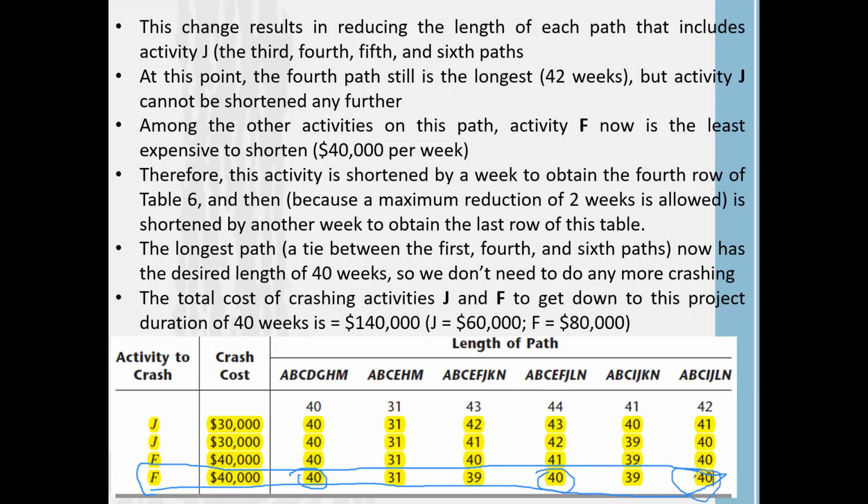Is this longest path equal to our desired time period? What is our desired time period? That is 40 weeks. Is it equal? Yes, it is equal. Do we need to crash the activity more? No. Why? Because the owner asked to complete the project within 40 weeks. Now we can complete the project within 40 weeks, incurring an additional cost of $140,000.